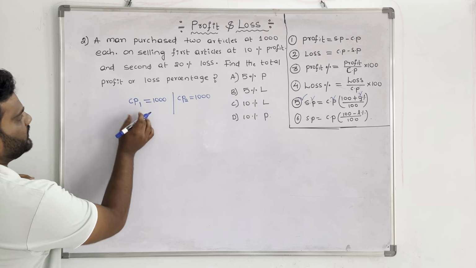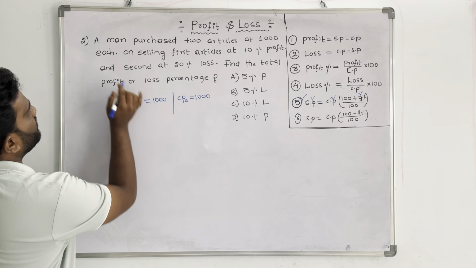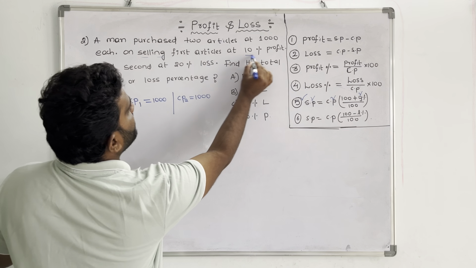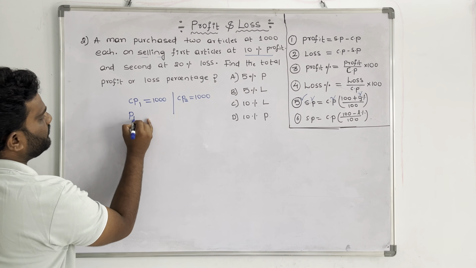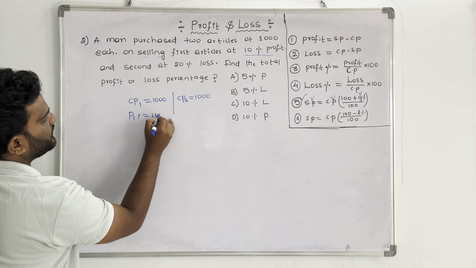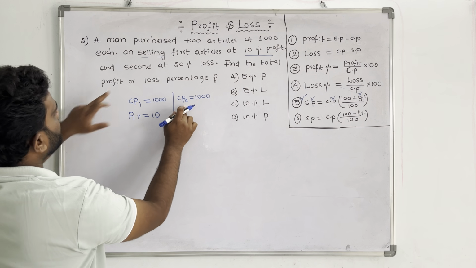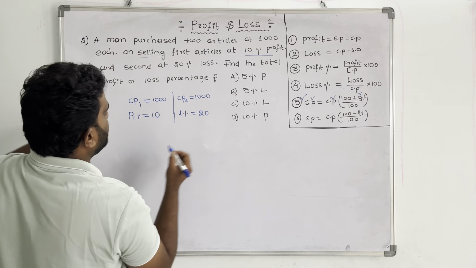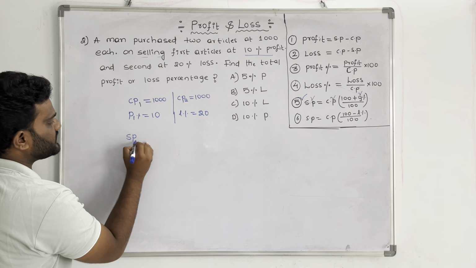So here for the first cost price, 1000, on how much profit is it sold? Selling the first article at 10% profit. So here the profit percentage is given as 10, and the second is sold at 20% loss. Here the loss percentage is given as 20. Now let us find the selling price of the first article.